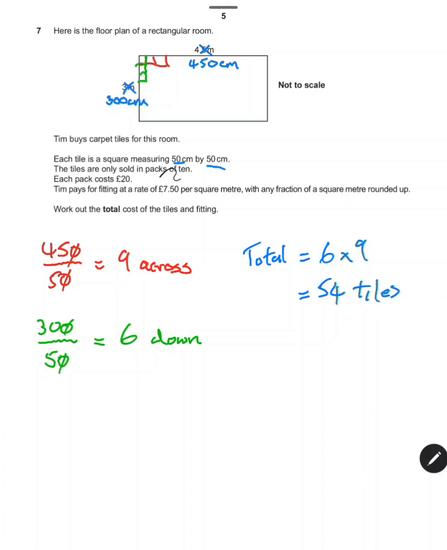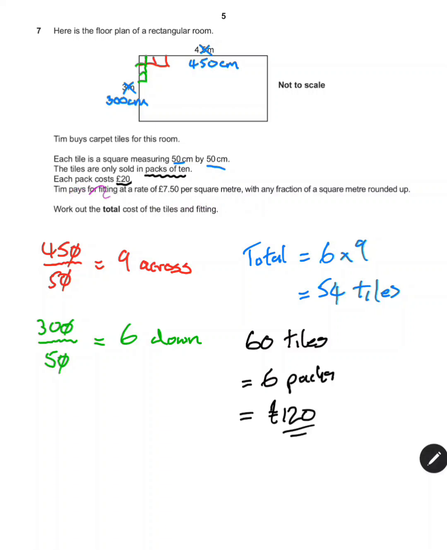tiles. Back to the question, it says the tiles are sold in packs of 10 and each pack costs £20. So we're only sold in packs of 10 and each pack is £20. So this is no good. I'm going to have to buy 60 tiles, which is 6 packs. And if they're £20 each, 6 times 20 would be £120. So that's what we're spending on tiles.